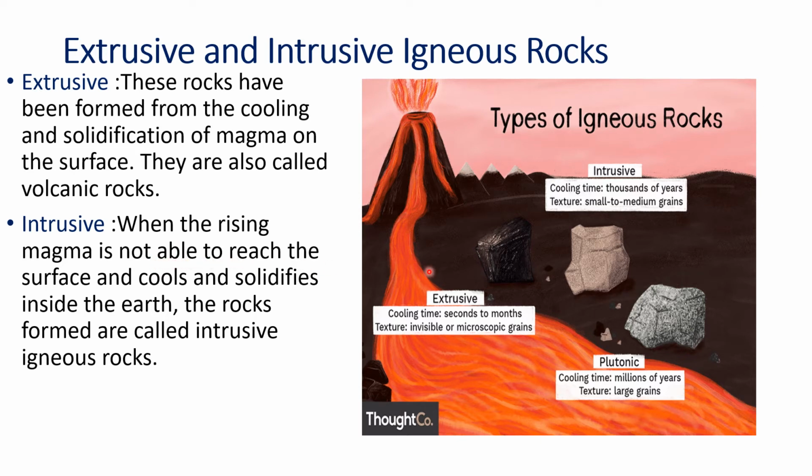Sometimes the magma is not able to reach the surface. Now, what do you mean by magma? Magma is the molten material, liquid material coming out from a volcano. Now, when the magma is not able to reach the surface, it solidifies and cools inside the earth. Such types of rocks are called intrusive igneous rocks.